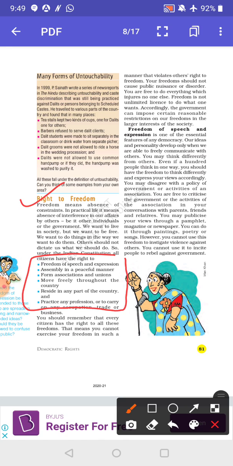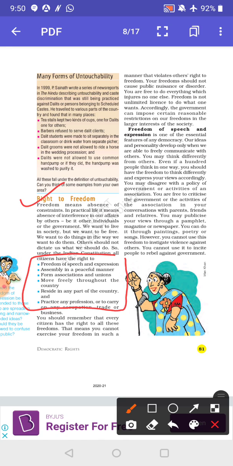Now what are they? So first is the freedom of speech and expression. Next is the freedom to assemble in a peaceful manner. Then third, freedom to form associations and unions. Fourth, freedom to move freely throughout the country. Fifth, freedom to reside in any part of the country. And sixth one is the freedom to practice any profession or to carry on any occupation, trade or business. So these 6 freedoms are given under the right to freedom.